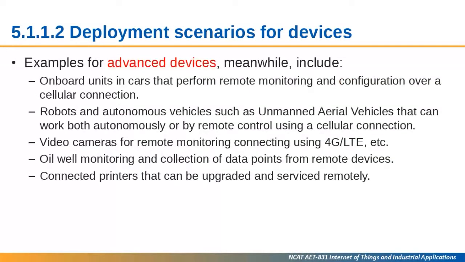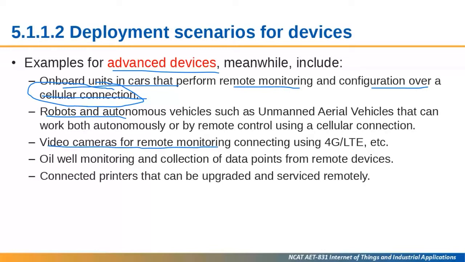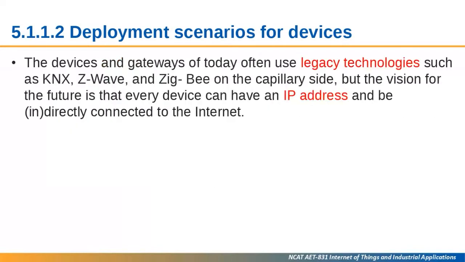And for the advanced devices, we have the onboard units in cars, and remote monitoring configured over a cellular connection. As we mentioned, if it uses a cellular connection, basically cellular data, it does not need a gateway, right? So it is closer to an advanced device. And also we have robots, video cameras for remote monitoring, oil well monitoring, and connected printers. Those are some examples of advanced device scenarios.